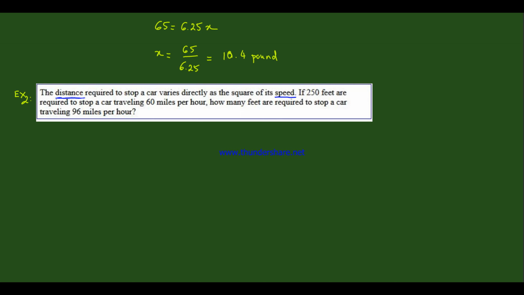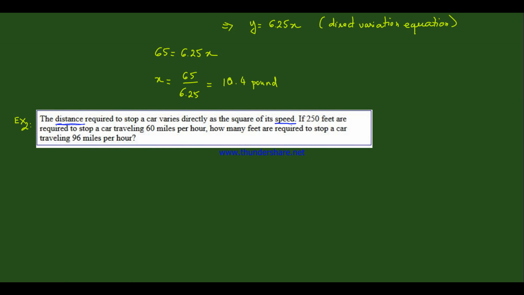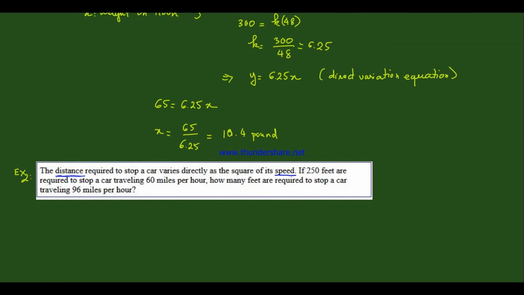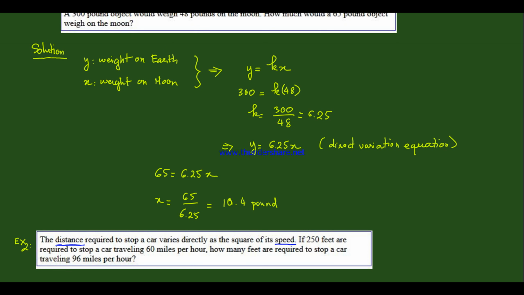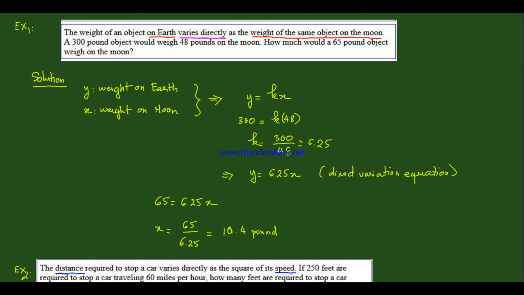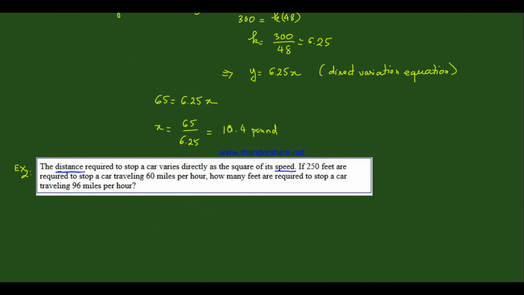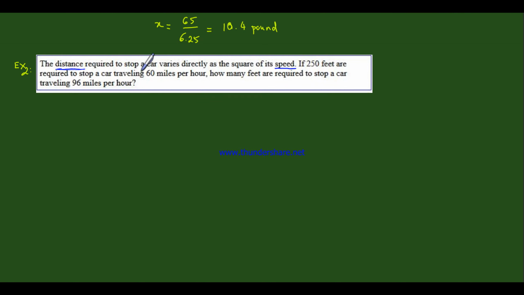If you see the last problem, we said that y varies directly because the weight on Earth varies directly with the weight on the moon. So the same thing over here, because this one varies directly with the speed. So y will be distance, then x will be speed.